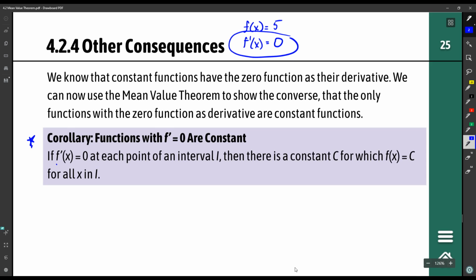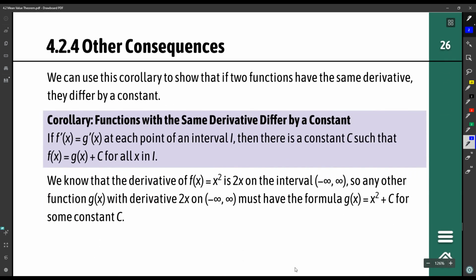That means if we know the derivative of a function is 0, then we also know that that function must be a constant function. So then that corollary leads us to a further thought that we can show that if two functions have the same derivative, they only differ by a constant. So here we are. If f prime of x is equal to g prime of x at each point of an interval I, then there exists a constant c such that f of x is equal to g of x plus that constant for all x in I.